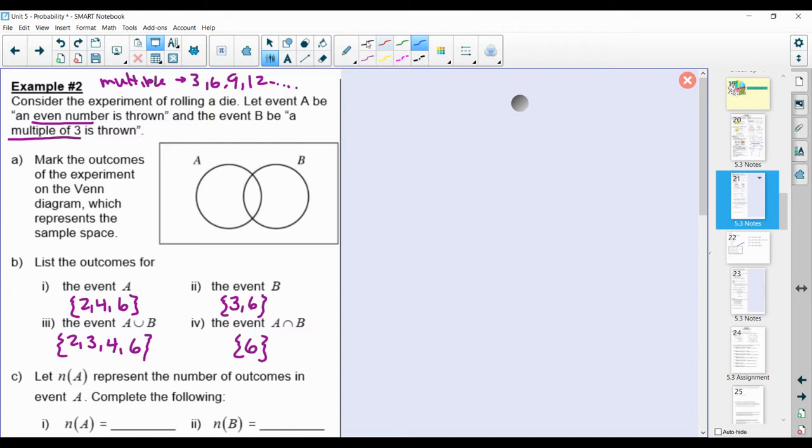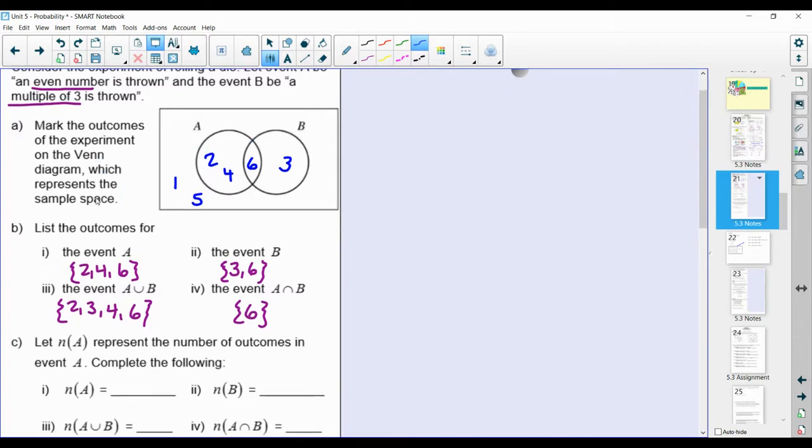So if we arrange that into a Venn diagram, we've got the 2 and the 4, 6 is in the overlap, and then we have a 3 here. Now, 2, 3, 4, and 6 means that 1 and 5 have to be outside of the circles. So this should still add up to our complete universal set, which is all 6 numbers on the die. The number of elements in A is 3. The number of elements in B is 2. The number of elements in A or B is 4. And the number of elements in A and B is 1.